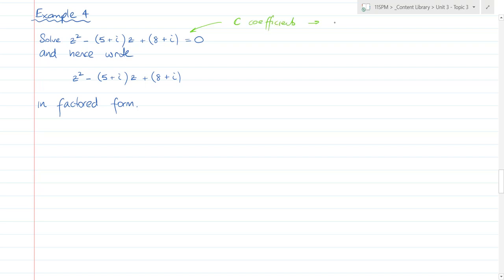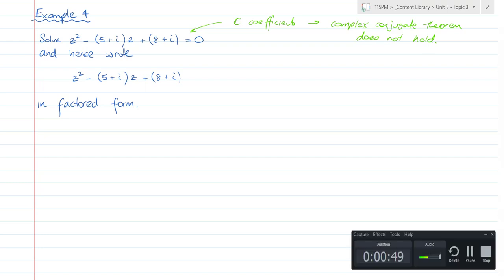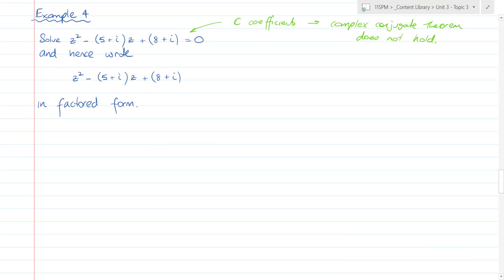And that means that the complex conjugate theorem, as we've just spoken about, does not hold. I wrote that poorly. Let's try that again. So the complex conjugate theorem does not hold. Hold on a second. So we're going to solve this and then write it in factored form.